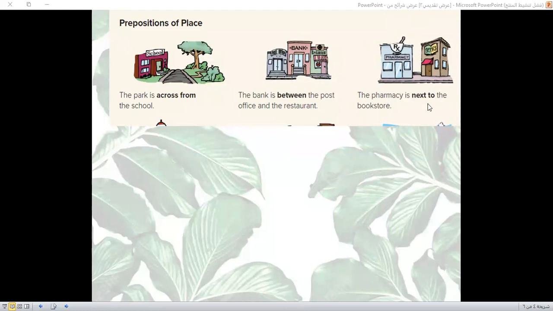And then the last one: the pharmacy is next to the bookstore, and the meaning of next to is? الذي يليه أو الذي بعده. Yes, أو بجانبه. So we're going to say next to. طيب, I need you to look at something that is near you or something in the room and then tell me sentences, please. Let's start from the first one.